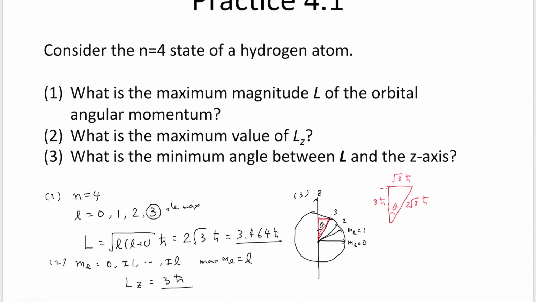Then this is half of an equilateral triangle, so theta is 30 degrees. This is the answer to the third question. Okay, this is the end of this practice.